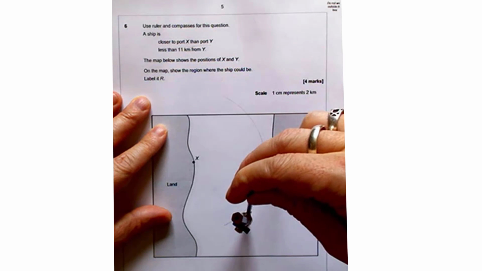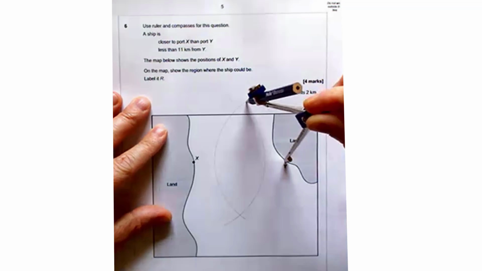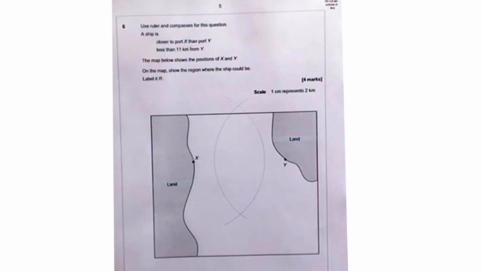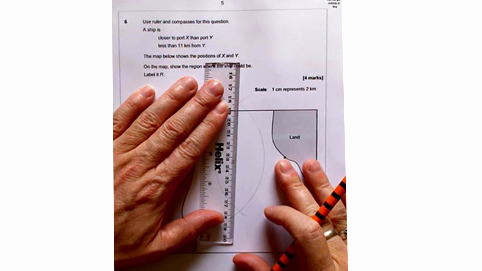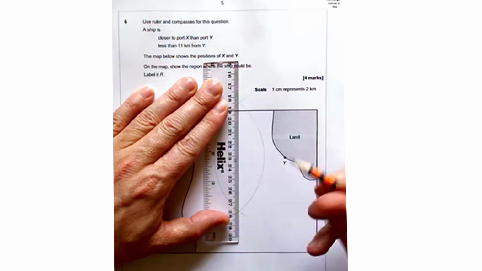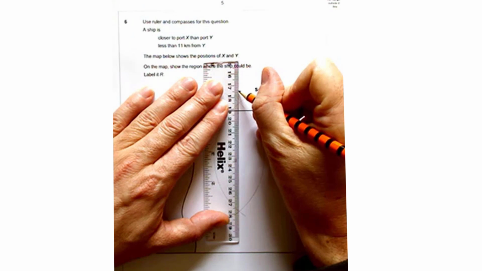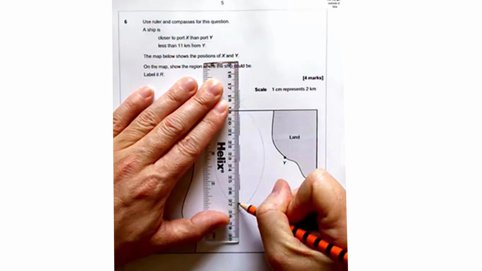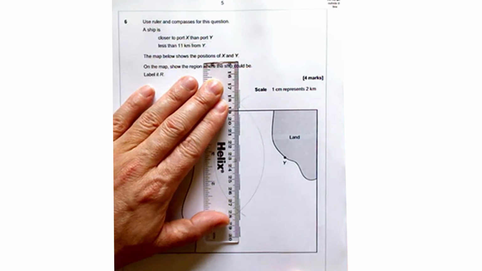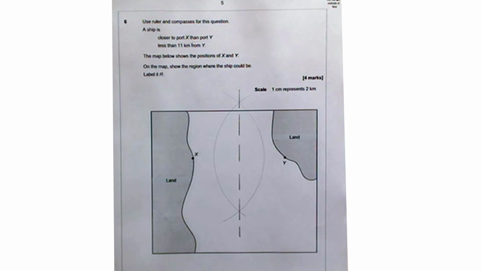And you should notice that these two arcs cross at 2 points. So with our ruler, we're going to line up our ruler with those two points of intersection and draw on our perpendicular bisector. Now all the points on this line are the same distance from X as they are from Y. So we're looking for the points to the left of that line, so that they're close to X and Y.